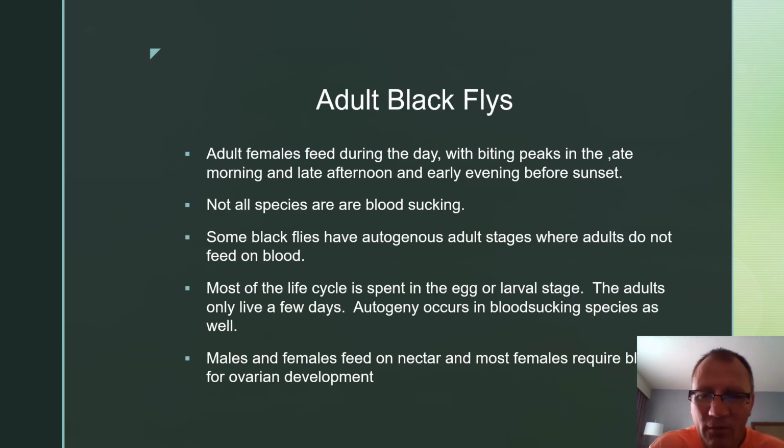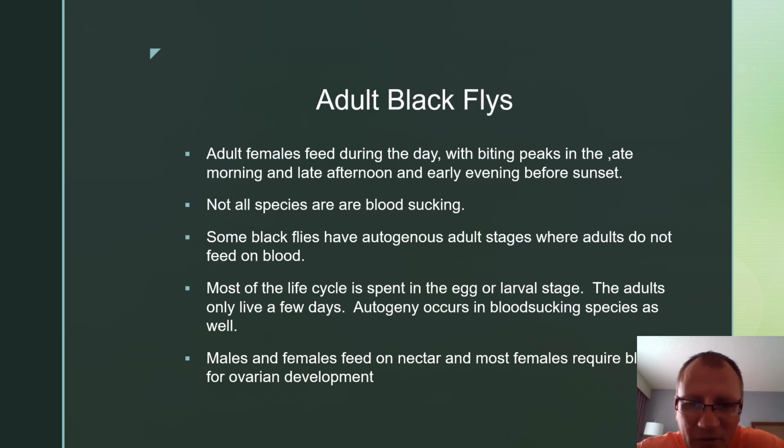Looking at adult black flies, adult females feed during the day, with biting peaks in the late morning and afternoon and early evening before sunset. Not all species of adult black flies are blood-sucking. Some black flies have autogenous adult stages where adults do not feed on blood.